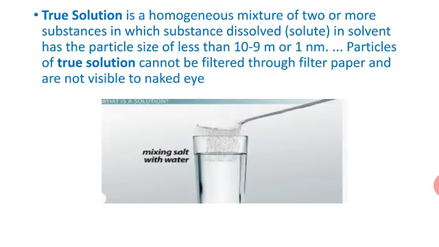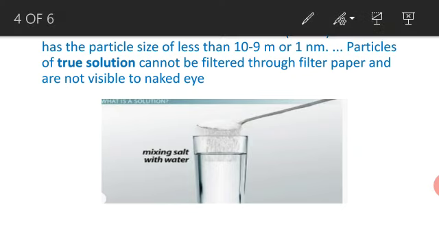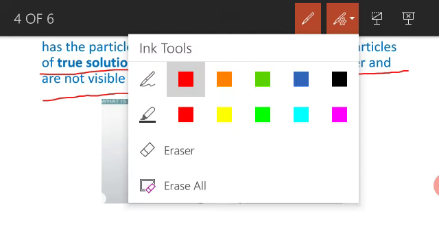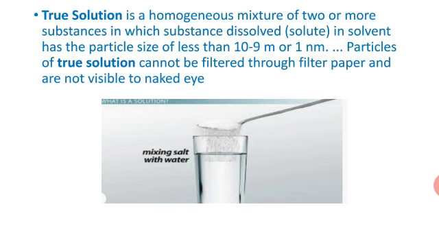Next, the true solution. A true solution is a homogeneous mixture of two or more substances in which a substance dissolved, the solute, in the solvent has a particle size less than 10 to the power of minus 9 meter, or 1 nanometer. Particles of a true solution cannot be filtered through filter paper and are not visible to the naked eye. The solution is very clear. This is called true solution.